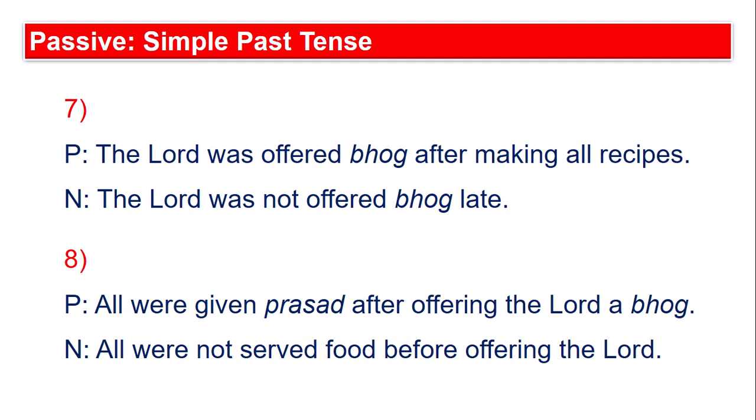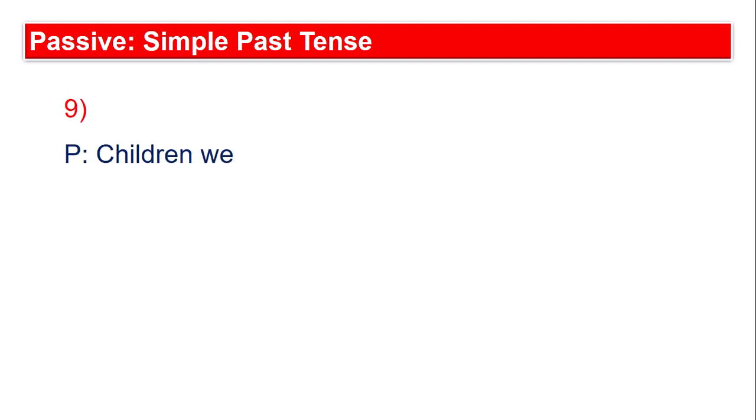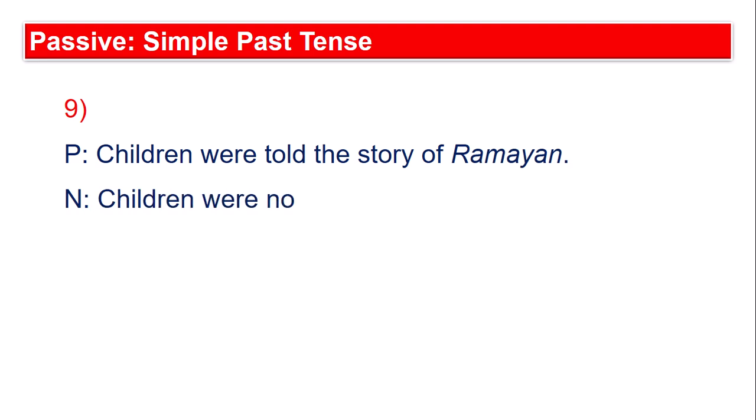So positive and negative sentences are also clubbed, and this is the way we communicate in our mother tongues or in any other language of the world, and that is the natural way to communicate. We should also know and learn this kind of effective communication, so that it can help us everywhere. Ninth sentence: Children were told the story of Ramayana. Children were not sent to school on the Sri Ram Navami day.